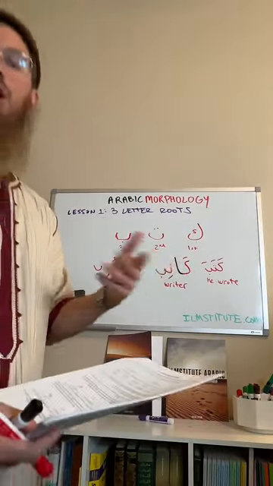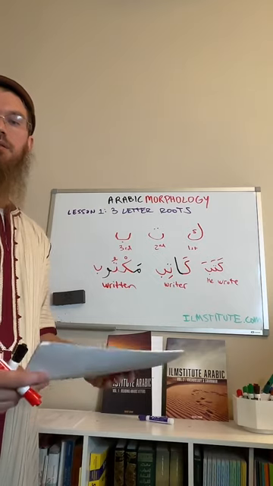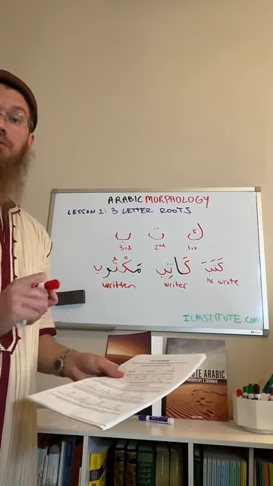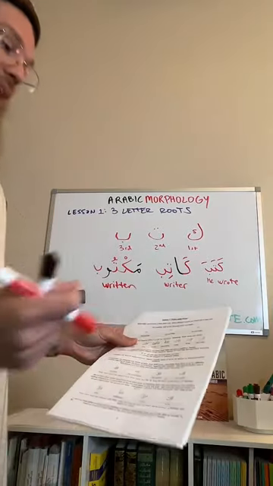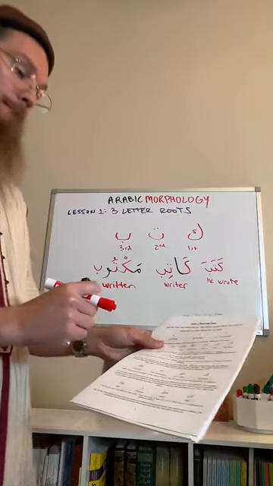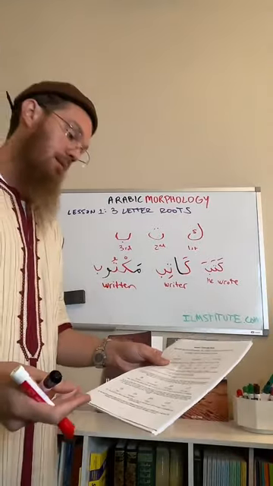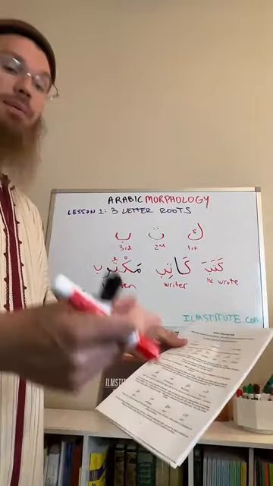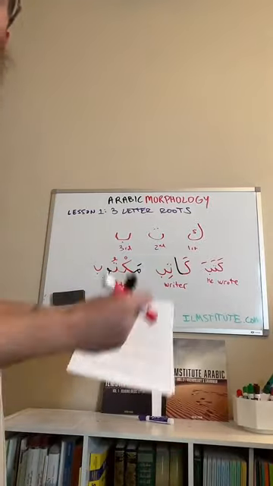But all of the meanings are related. Right? All of the meanings are related. They're all related to writing. Kataba, he wrote. Katib is a writer. Kitab is a book. Kitaba is handwriting. Maktub is written. Maktab is desk. It's where you write. Maktaba, it's a library filled with books that are written.